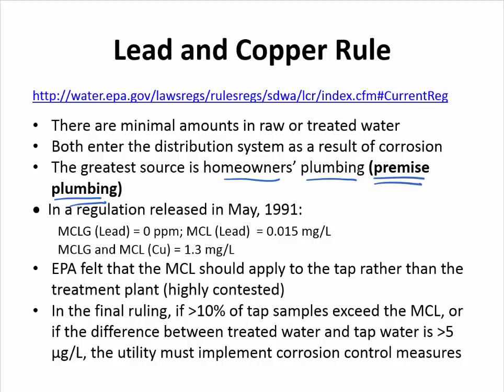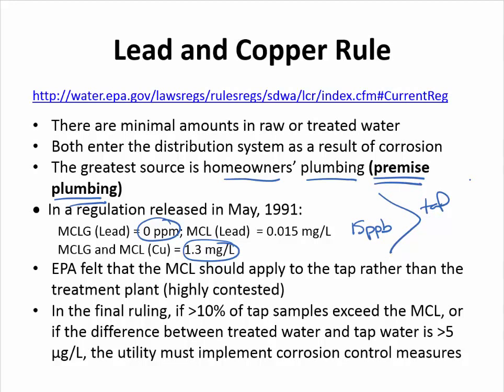In a regulation released in 1991, the goal for lead was set to 0 parts per million, but the actionable level was set to 15 parts per billion. The goal and the limit for copper were both set equal to 1.3 milligrams per liter. The fact that these standards apply to the tap have caused some issues for the EPA, both in terms of monitoring, but also in terms of what to do if the levels are exceeded.